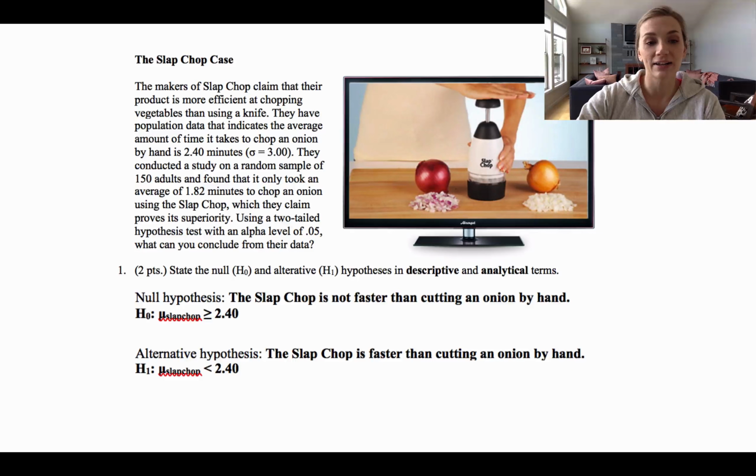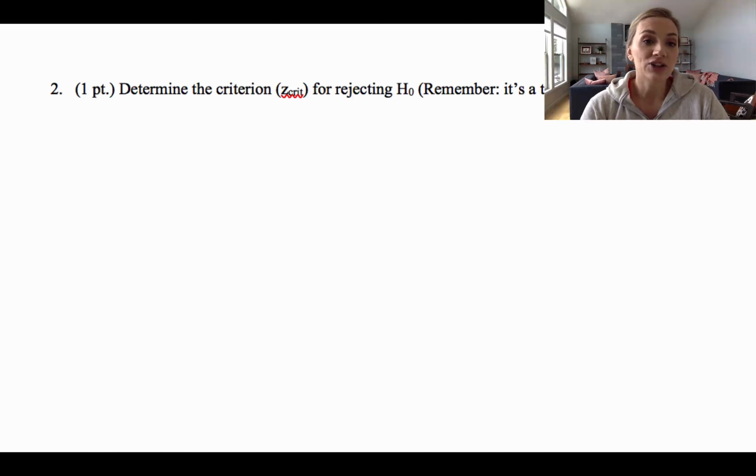Let's move on to the second question. The second question is to determine the criterion. What is the z-crit? What is the critical value for the z-score that would allow us to reject the null hypothesis, that would allow us to say these results are too unlikely to have been obtained by chance alone, so they probably weren't obtained by chance alone. They probably reflect some real-world event.